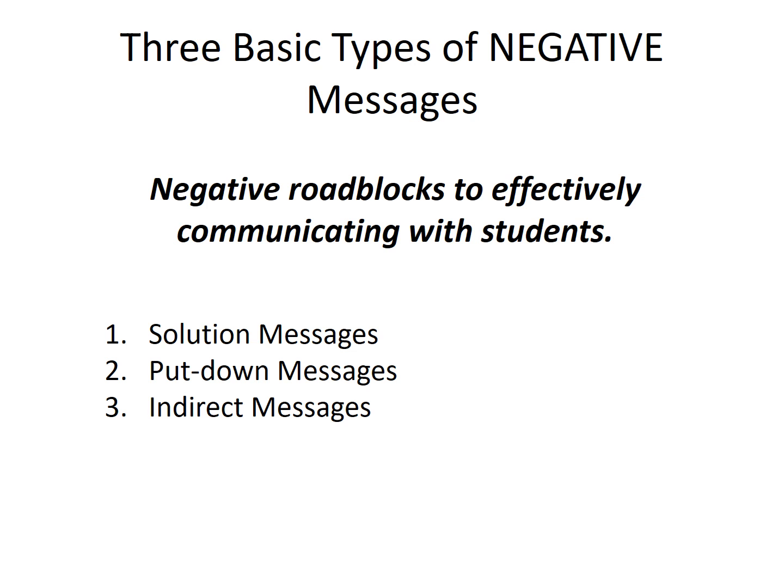So let's look at three types of negative messages. We have solution messages, put down messages, and indirect messages. So let's take a look at each one. So we have solution messages. Solution messages order people around. They tell people what to do, and nobody really likes that. The hidden message actually tells students, you are just too dumb to figure it out yourself.